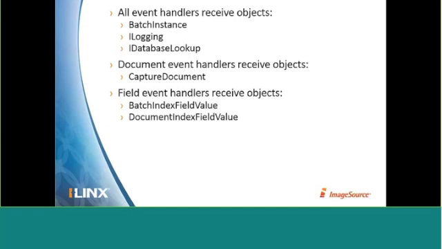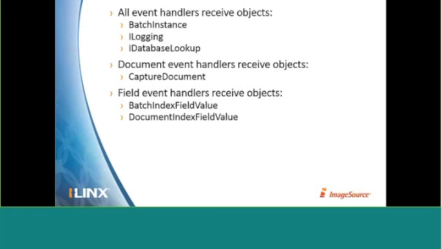The first one, and probably the most important, is the batch instance object. This includes all of the current batch information, batch fields, current user information, and a ton of useful information. It also receives a couple of helper objects. One of them is the iLogging interface, or iLogging object. This allows your custom extension to write directly into ILINX Capture logs. The other is the database lookup object, and this is the one that I mentioned that you can leverage if you need to talk to a back-end database and you don't want to make those database connections right on the client.